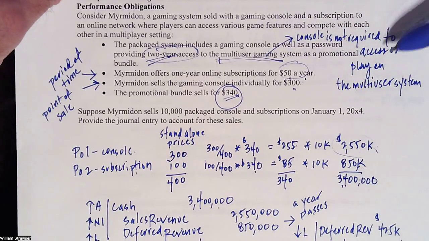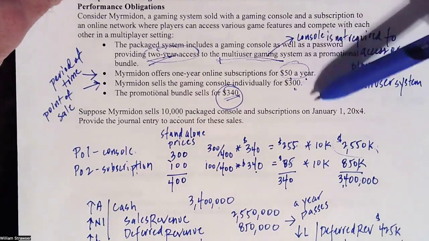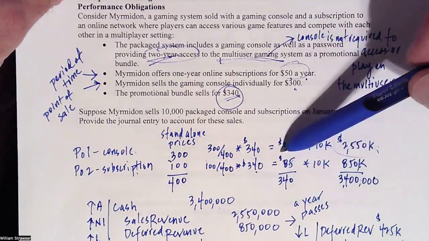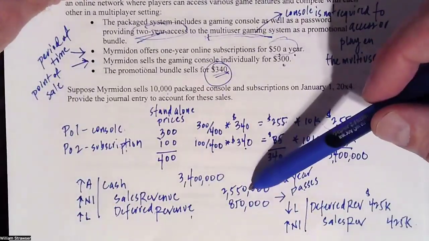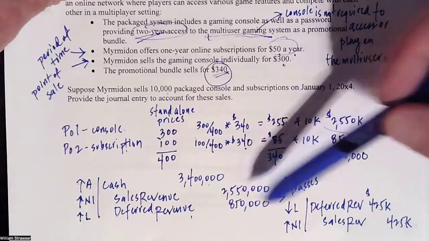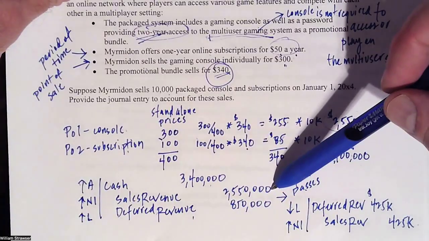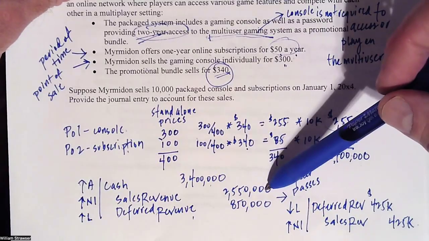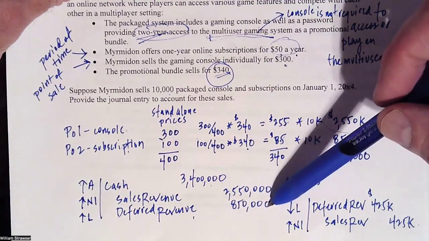If Myrmidon's console was the only way to access this multi-user system, there would not be two distinct performance obligations. We would record this as only one performance obligation, and the likely best treatment would be to recognize all 3.4 million over 2 years, rather than recognize the console as its own performance obligation, a point in time sale that we can recognize the revenue right away, and then only the subscription becomes a period of time transfer.